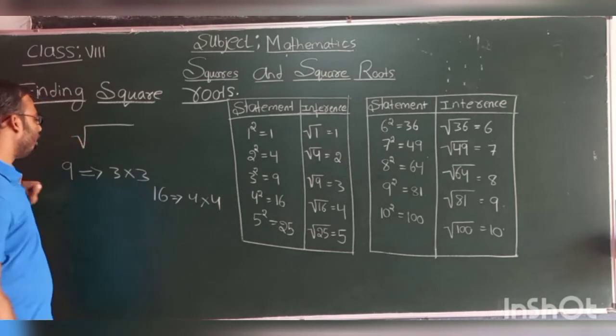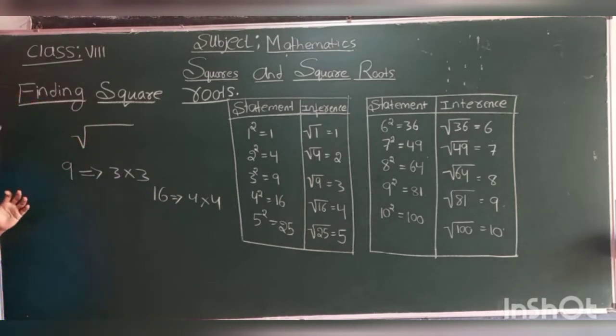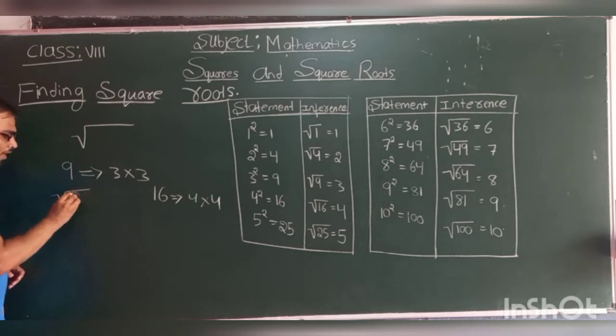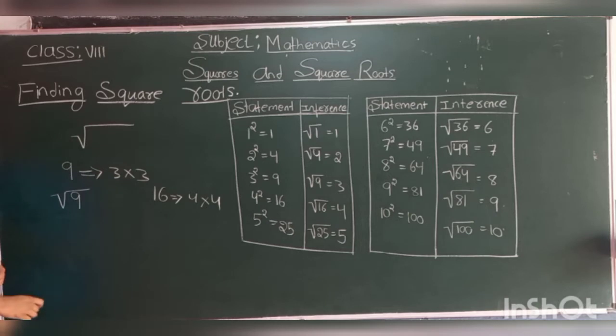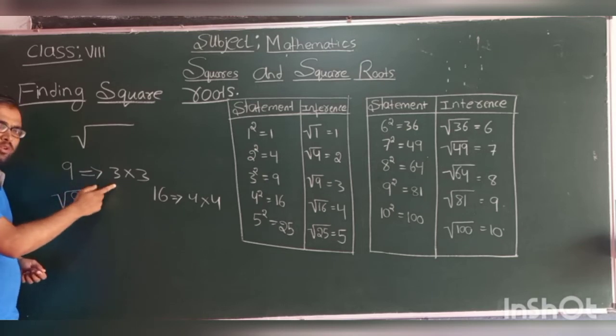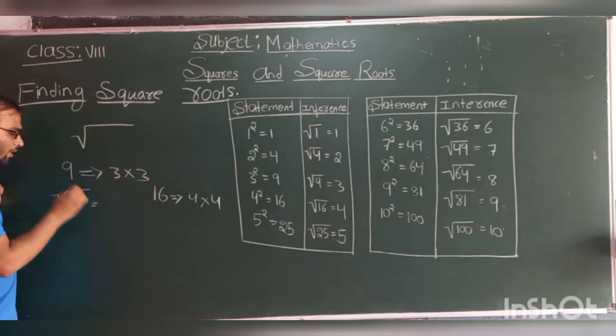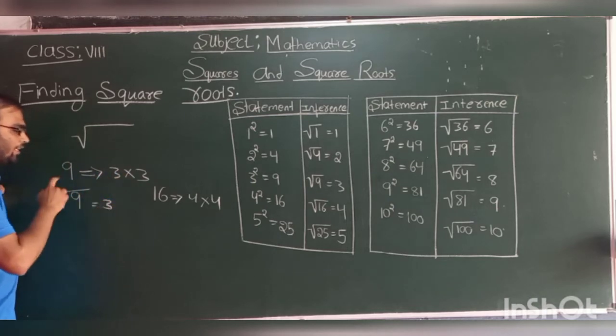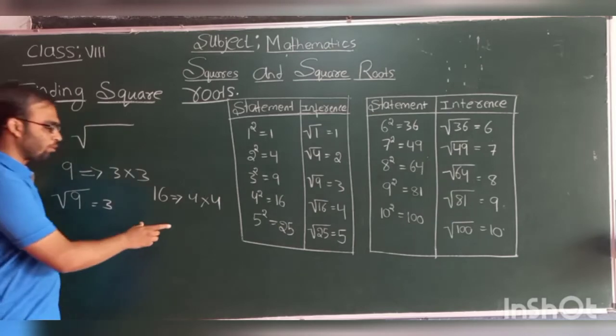If we are asked to find the square root of 9, how do we write it? We know that 9 is a perfect square. By multiplying what number twice are we getting 9? 3, no? We are getting 9 by multiplying 3 two times. That is nothing but the square root of 9 is 3. It is just the reverse.